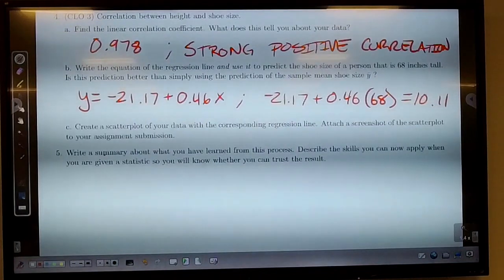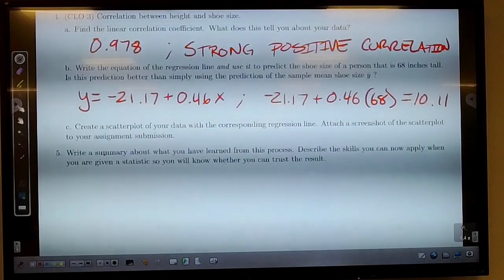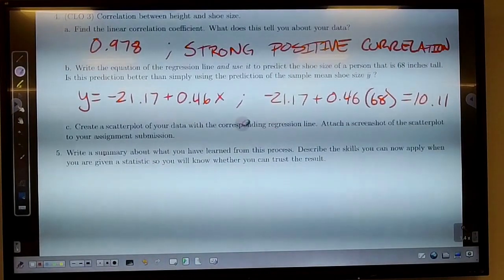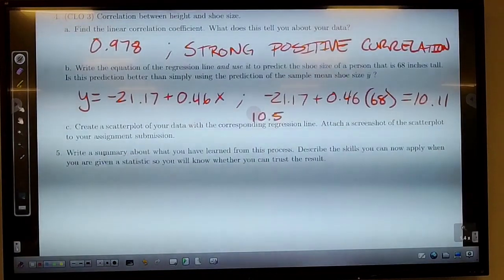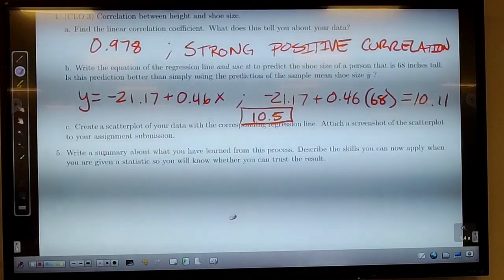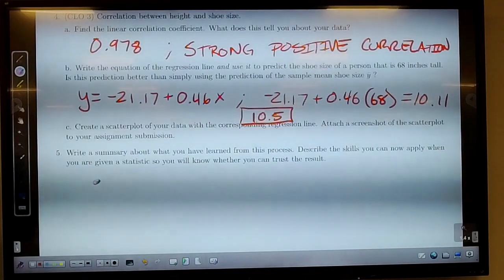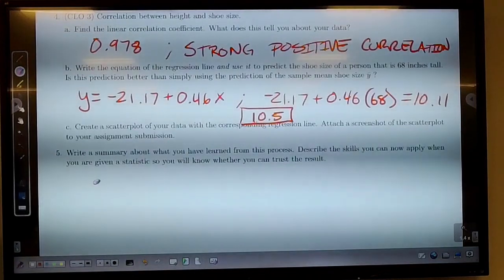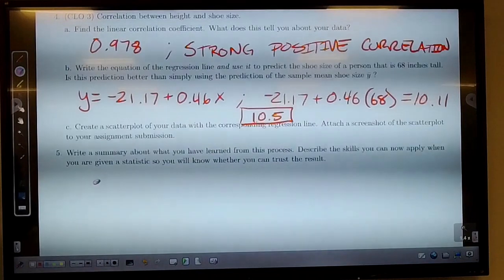Secondly, they don't make shoes in size 10.11. So what do? So they would need to wear a 10.5. Then I predict that someone of that height would be wearing a size 10.5. Then they want me to create a scatter plot of your data with the corresponding regression line.